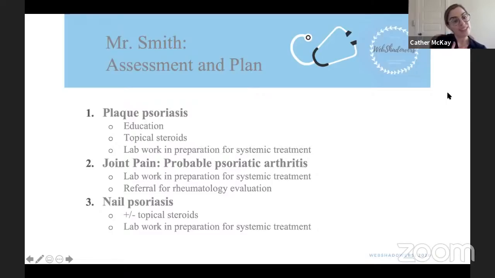And then nail psoriasis happens because parts of the nail matrix and nail bed have psoriasis active in the cells. So you get the changes of the nail plate because of that. You can try topical treatments such as topical steroids. They're pretty underwhelming, they don't work as well as you would hope. So oftentimes the systemic treatment helps with the nail psoriasis. Because you're treating them for other things, you would hope that once you get them on systemic treatment, the nail psoriasis would improve.